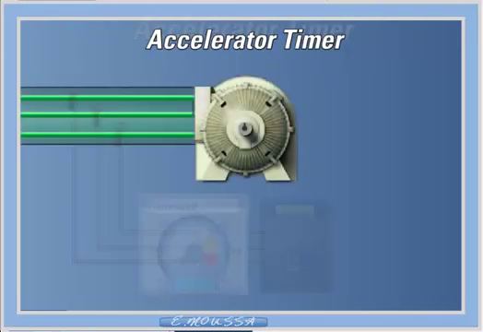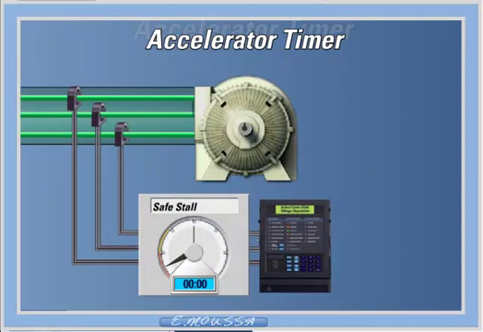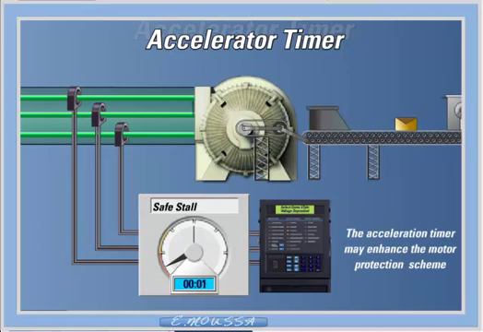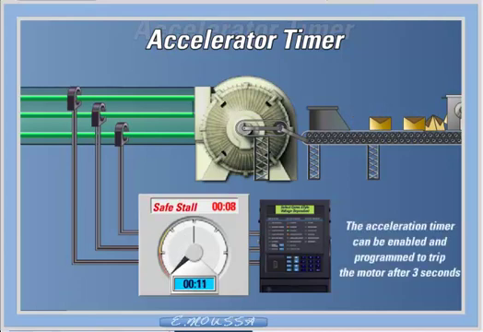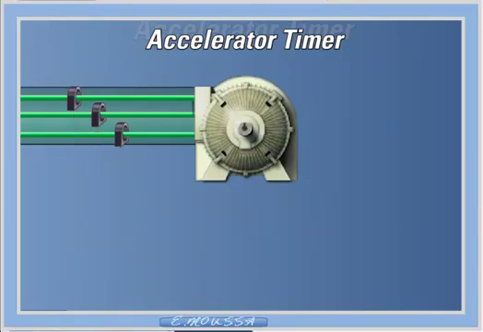Acceleration timer. The relay's thermal model is designed to protect the motor under both starting and overload conditions. The acceleration timer may enhance the motor protection scheme. For example, a given motor should always complete a start within 2 seconds. If the safe stall time is 8 seconds and a failure occurred such that the motor was held in a stall condition, the motor would normally remain at stall for a total of 8 seconds before the thermal model would generate a trip. The acceleration timer could be configured to generate a trip if the motor remained at stall for more than 3 seconds, thereby reducing the stress on both the motor and driven equipment.